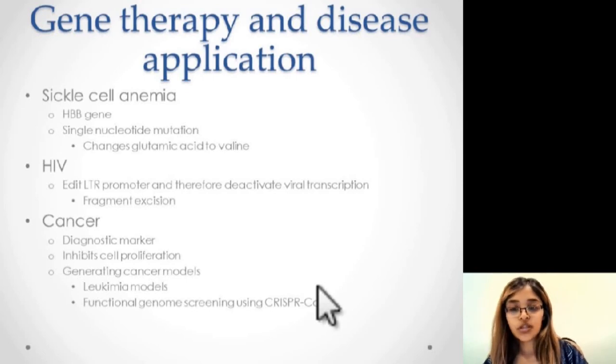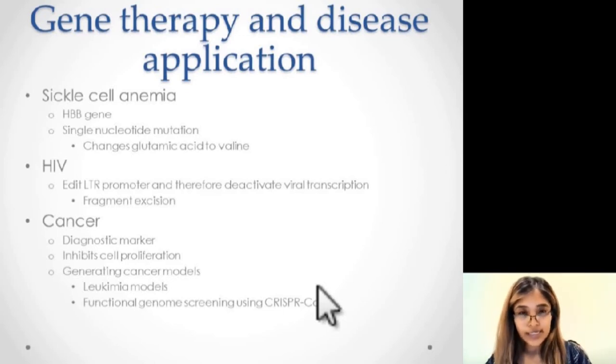They have also used CRISPR-Cas9 in cancer. They have used it as a diagnostic marker to inhibit cell proliferation and to generate cancer models. They have also used genome screening, and they have used the CRISPR system with that. The way that this is done is that, for example, cancer patients who exhibit certain mutations or altered gene expressions respond to that targeted drug treatment.